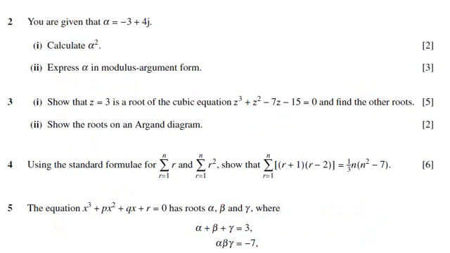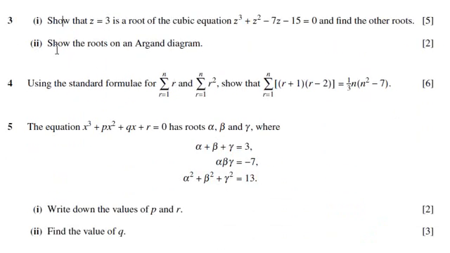Okay, now we're done with 2 questions, now 3. Show that z equals 3 is a root of the cubic equation and find the other roots. So how do you show that a certain number is a root of a cubic equation? Well, you use the factor theorem. It's a very basic rule that you should always apply when you have a real number as a root. So let's substitute 3 into that and see if it comes to 0. Well, will it come to 0? And spoiler alert, it will.